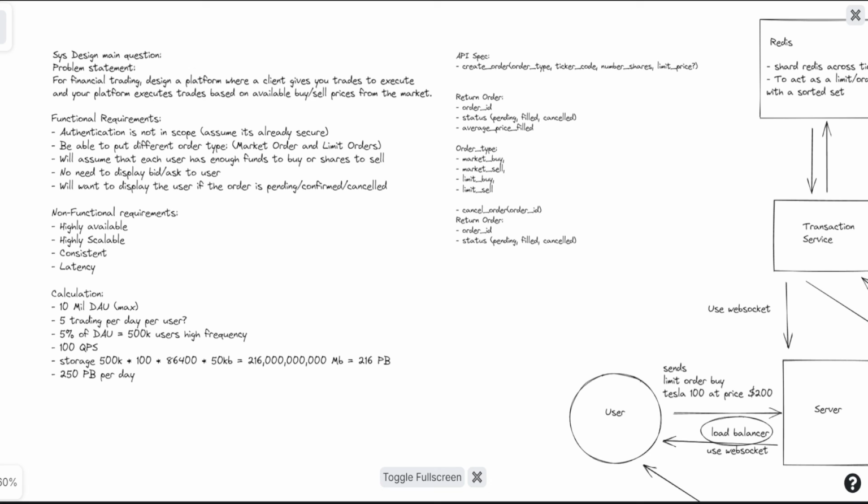Gotcha. So maybe after I draw these diagrams, I'll just go through each of the functional requirements and see which one I will probably try to make fulfill the requirements even more. Yeah, I think that's a good strategy.